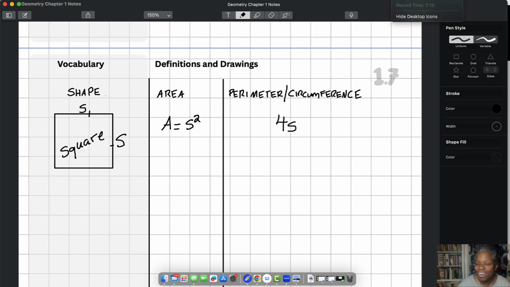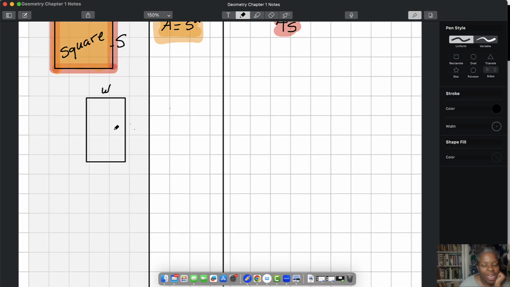Let's take a look at a rectangle. When we have a rectangle, we have the width and the length. And when we talk about the area, the area is the length times the width.